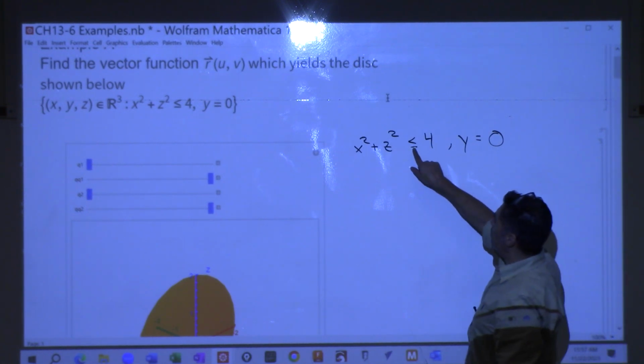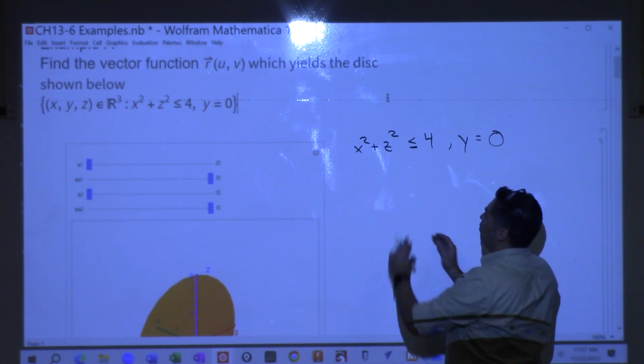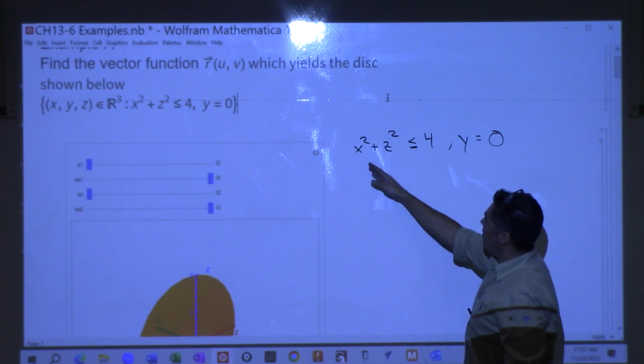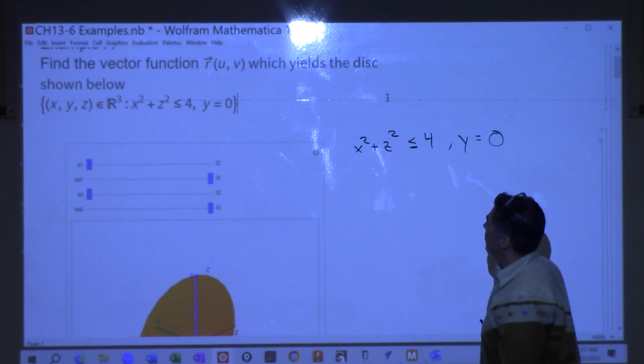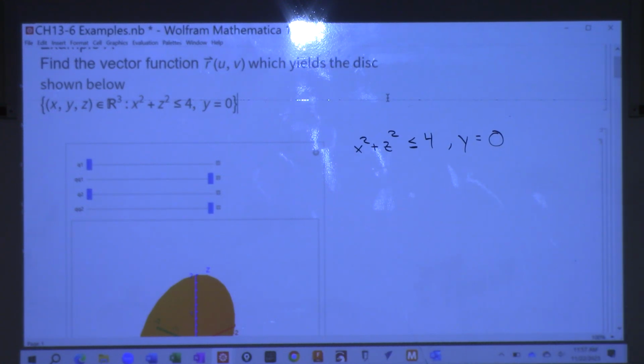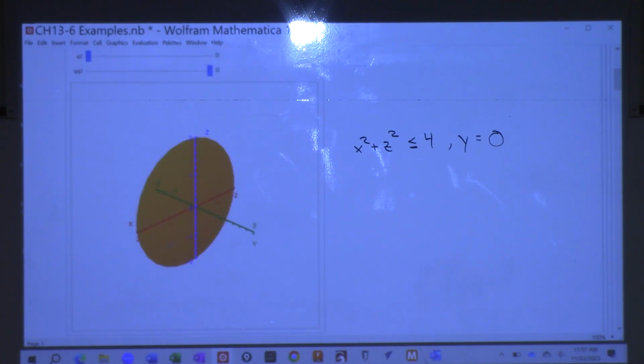If this was an equal sign, if it was just equals, what is that the equation of? Circle, radius 2. In what plane though? In the xz plane, right? So you can see that here. That's what we have. We have a circle in the xz plane. You see it? It has a radius of 2.